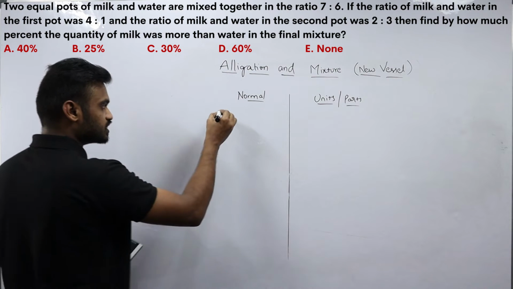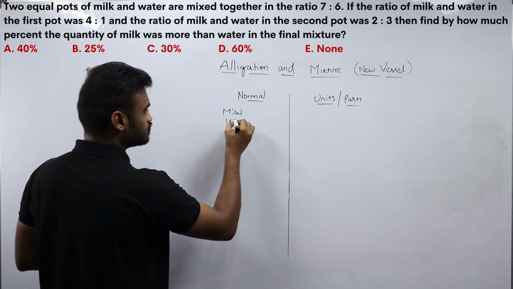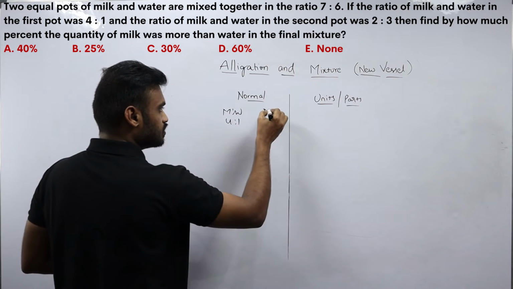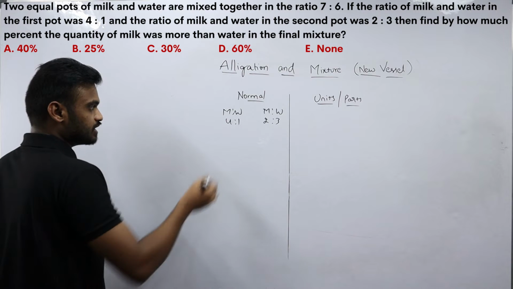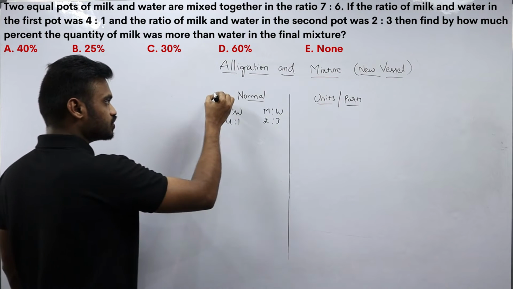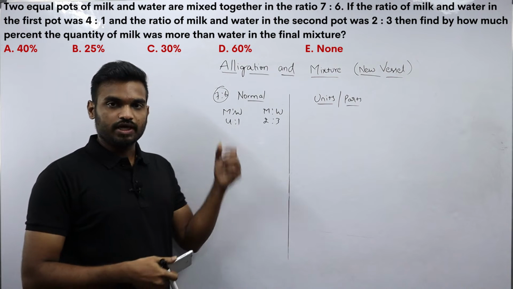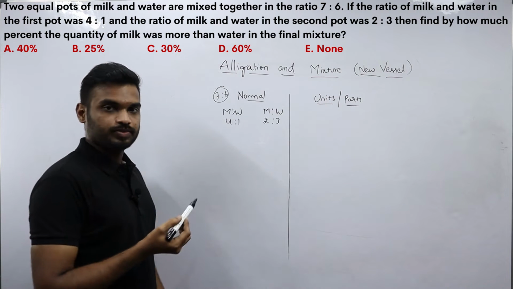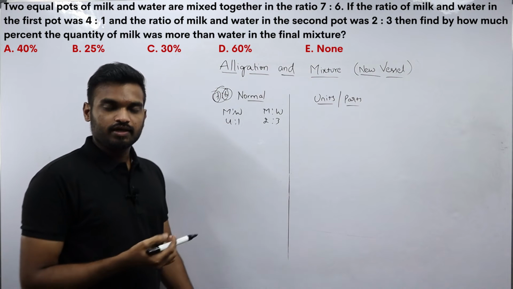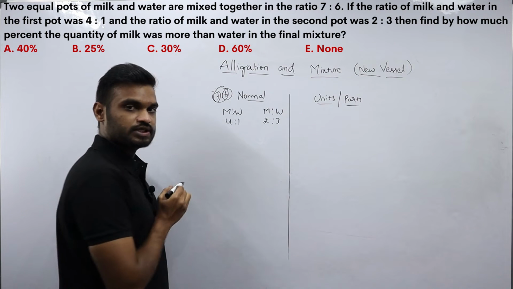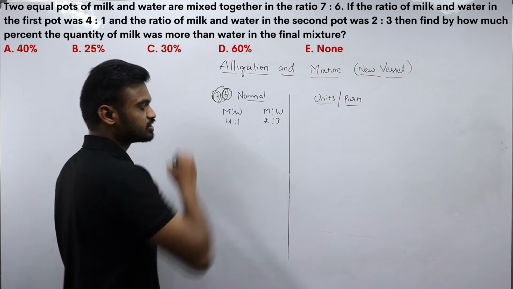See here, in the first vessel the milk and water ratio is 4:1, and in the second vessel the milk and water ratio is 2:3. Now what they are saying is these two quantities are mixed in the ratio of 7:6. In the sense, in the resultant quantity, all the first vessel is mixed by 7 parts and all the second vessel is mixed by 6 parts.